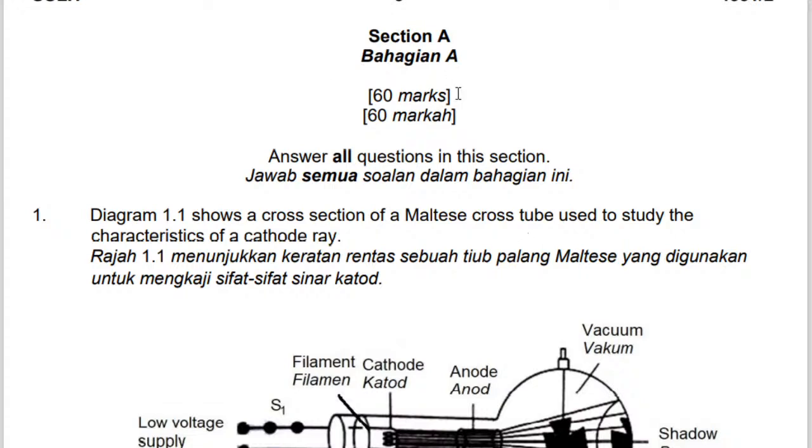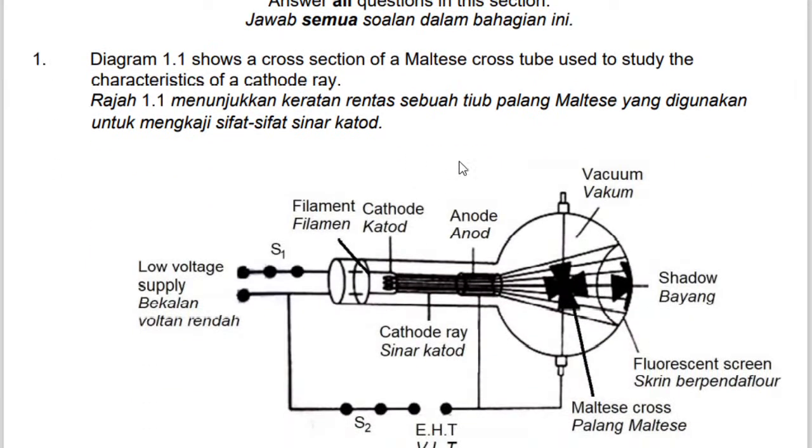Section A is 60 marks. These are compulsory questions that you need to answer. Okay, look at question number 1. So this question comes from what chapter? You can write your answer in the chat box so that I know the response. Yeah, so this is electronic, form 5, chapter 4.